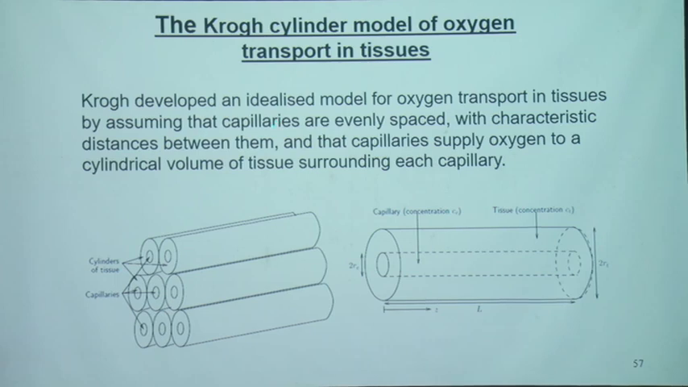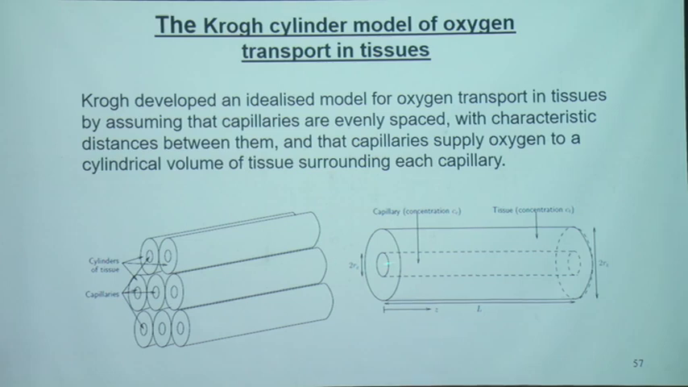the tissue contains capillaries, and capillaries are evenly spaced with characteristic distances between them. The capillaries supply oxygen to a cylindrical volume of tissue surrounding each capillary. Schematically, it looks like this. In the tissues, it's like the tissue has a symmetric array of cylinders, and each of these cylinders is like this. Each cylinder has a capillary vessel in the middle, and that's surrounded by tissue.